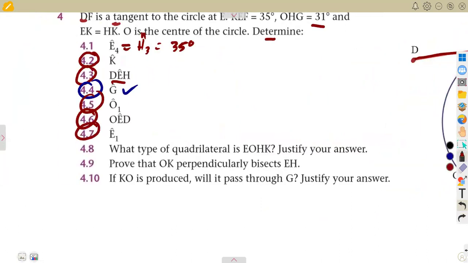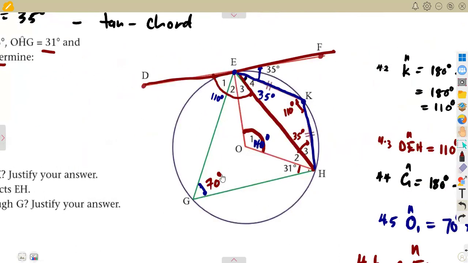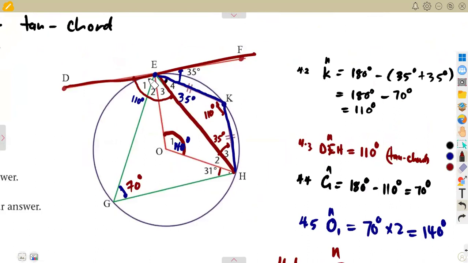That was 4.6. Next is 4.7, which is to determine angle E1. Let us indicate our E1. This is part of E1. It is from this point up to this point. This is our E1. All right, that is angle E1.